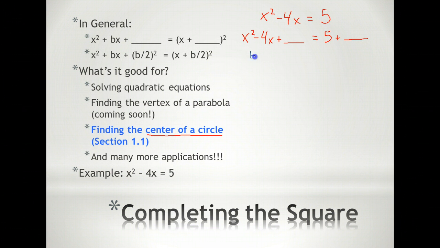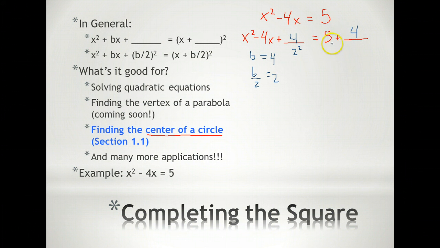So in this problem, b is equal to 4. Don't worry about the negative because when you square it, it would be positive anyway. So this needs to be b over 2 squared. So b over 2 is 2, and so this ends up just being 4 again. Possibly not the best example because this is 2 squared right here. So since I added 4 to the left-hand side, I need to add 4 to the right-hand side to keep the equation balanced.